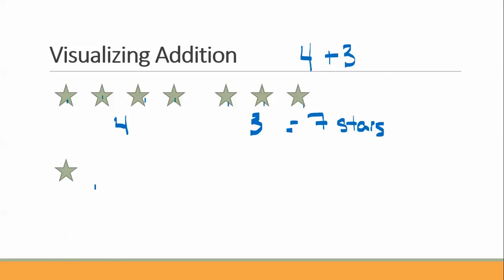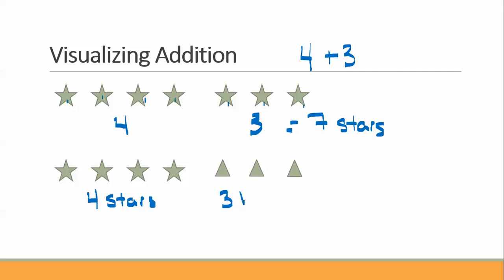Versus if we have 4 stars and 1, 2, 3 triangles, it doesn't make sense to say we have 4 star triangles plus 3 star triangles. This doesn't make sense, so we cannot add these because these two are not like terms.